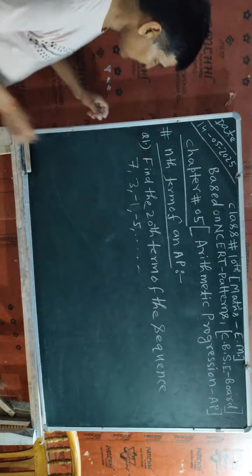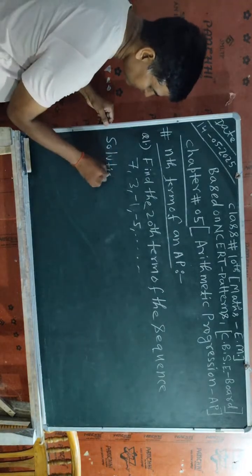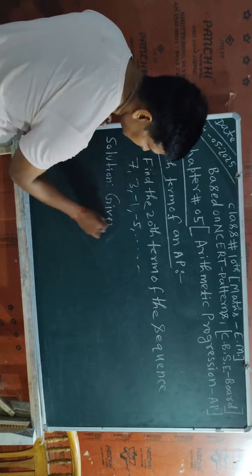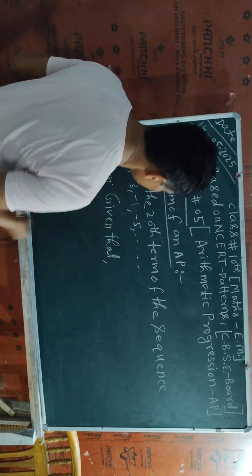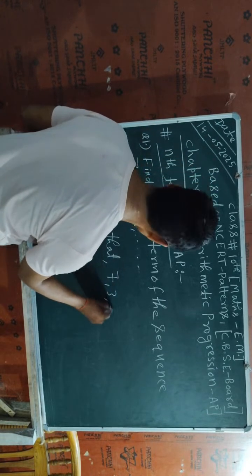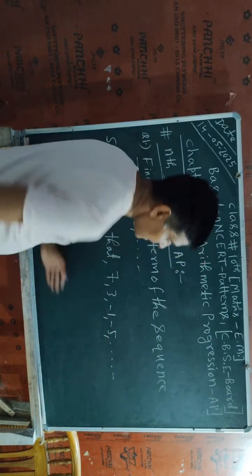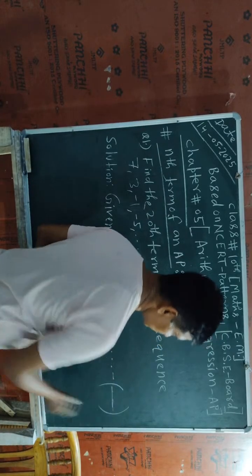Now first of all I will write the solution. After writing the solution I will say here, given that the sequence is 7, 3, minus 1, minus 5, and so on. We have to get its 20th term. Here I have to write the 20th term.